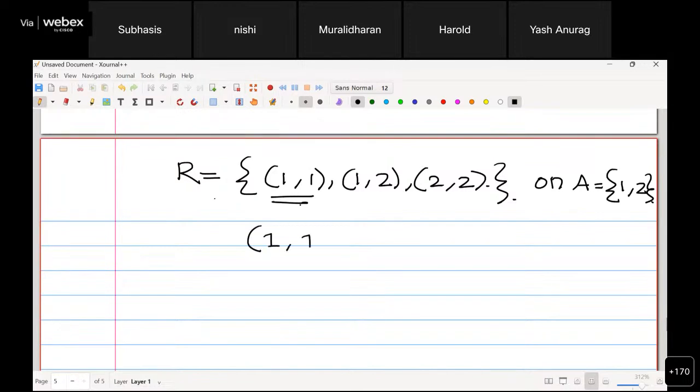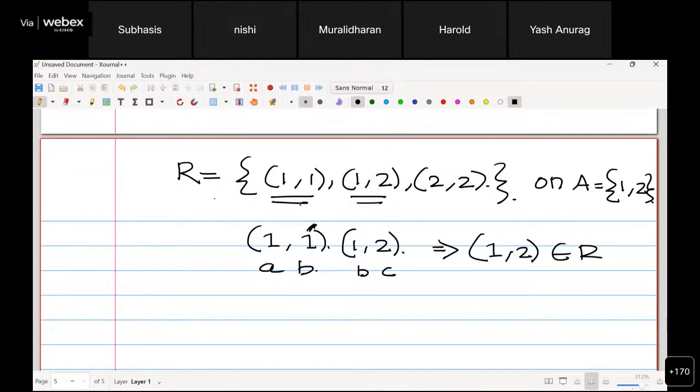So again, I have to take an element that starts with 1. Here the second component is 1. So this is a suitable candidate, as you can see, 1 comma 2, and this is AB, and this is BC. Then AC, which is 1 comma 2, is an element of R. And I don't have any other element that starts with 1. So my checking is done for 1 comma 1.